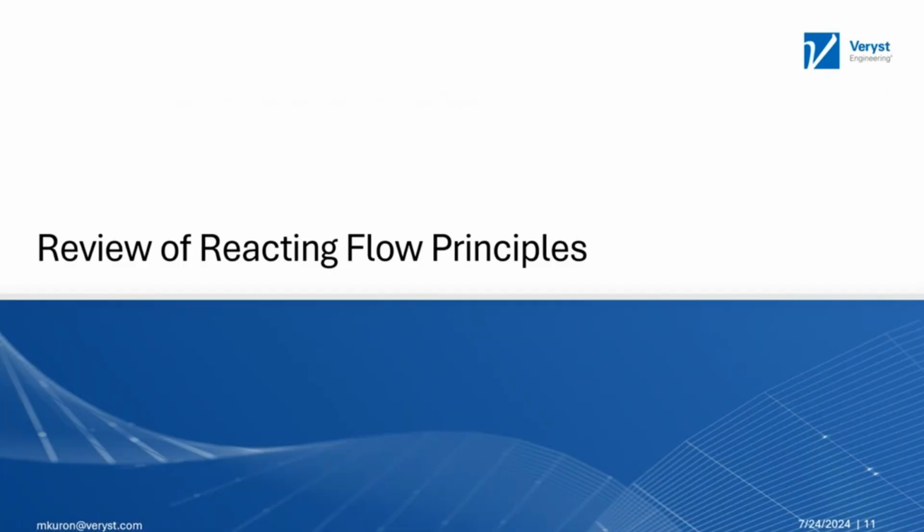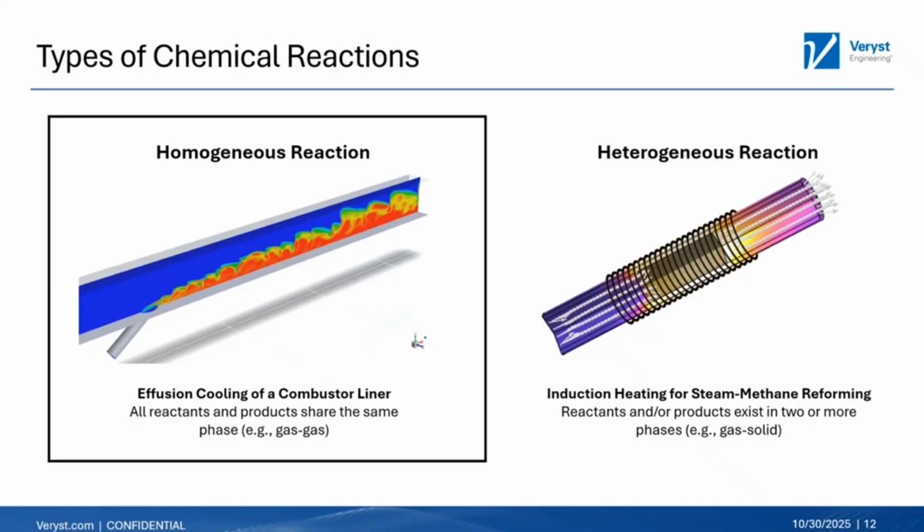Okay, so now that we've covered a little bit of the background of modeling reacting flows and where that is important, let's take a step through the fundamentals and talk about the basics of chemical reactions and their governing equations. So as a first step, I'd like to point out that we broadly classify chemical reactions into two categories. One is what we call homogeneous reactions. That's where all reactants and products share the same phase of matter.